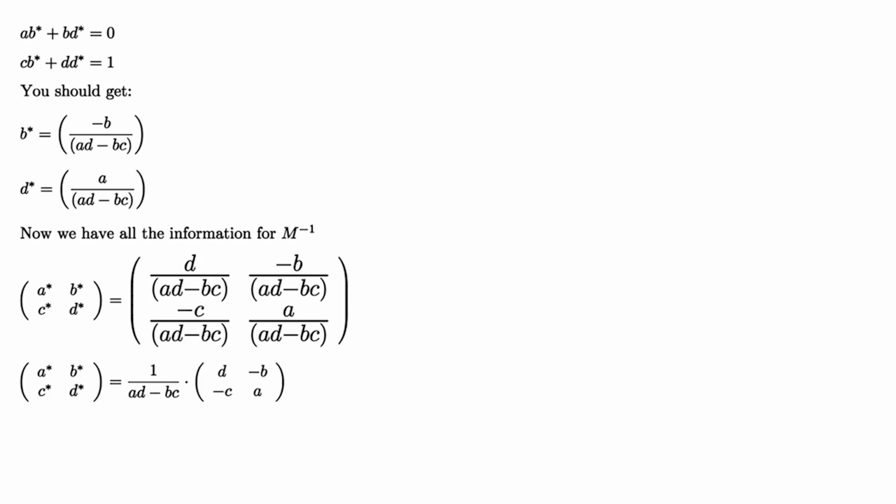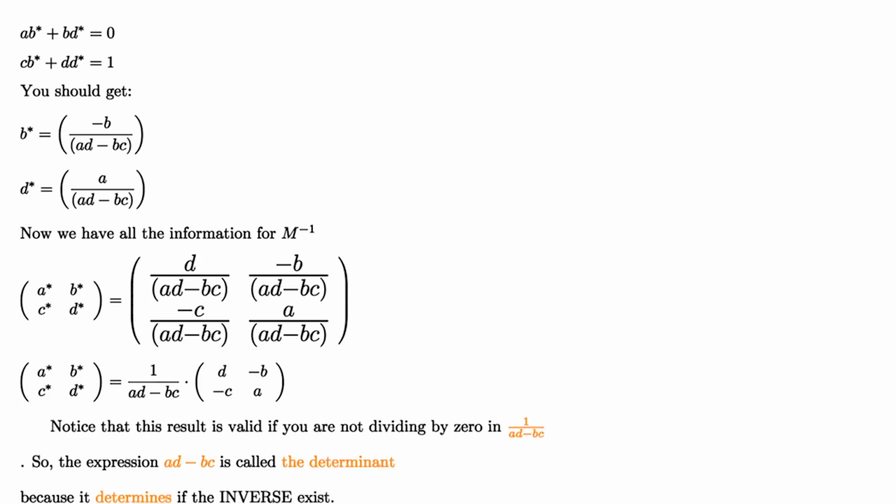So this expression here is the expression for the inverse of a matrix, okay? This expression here is the expression that is equivalent to the inverse of a 2 by 2 matrix M, okay? So notice that this result is only valid if we are not dividing by 0 in the reciprocal of AD minus BC, right? So the expression AD minus BC is called the determinant. The mathematicians decided to call it the determinant because it determines if the inverse exists. All right? That's it.